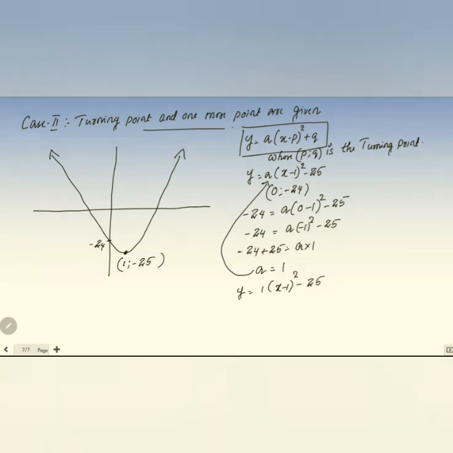Let me open the bracket. Let me square the bracket. So it's going to be x square minus 2x plus 1. I opened that one. Then -25 is there outside the bracket. Now it's going to be x square minus 2x plus 1 minus 25, which is -24. See, the very same equation we got. I used the same graph in both cases. You see that one. So these two cases are very important.